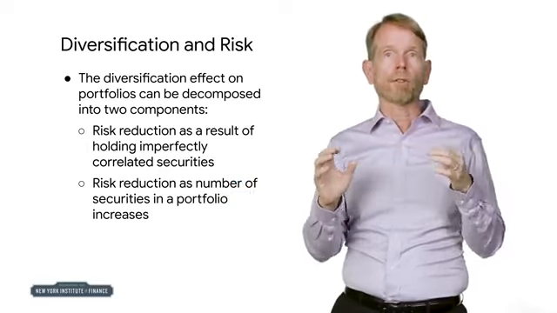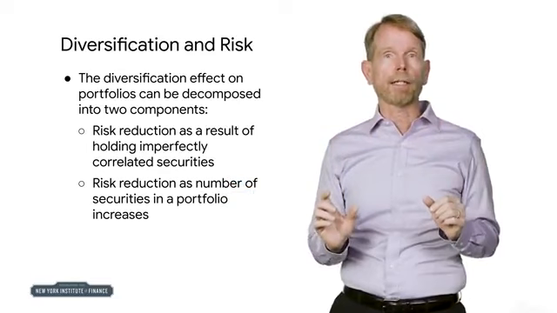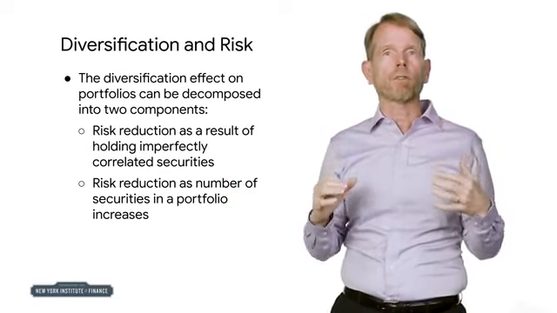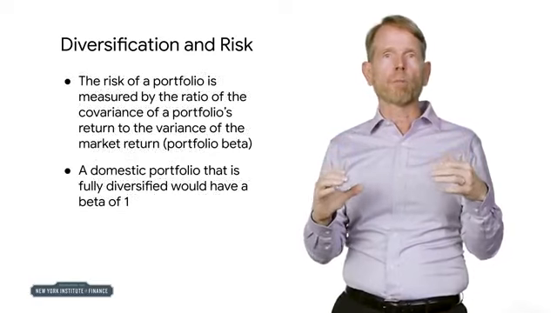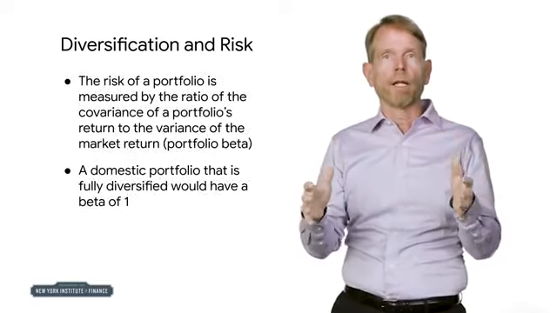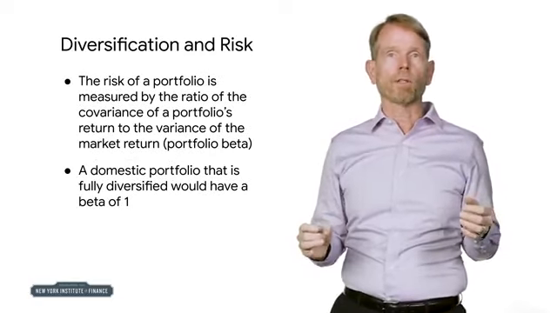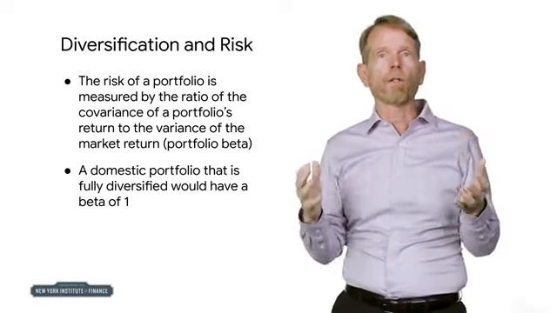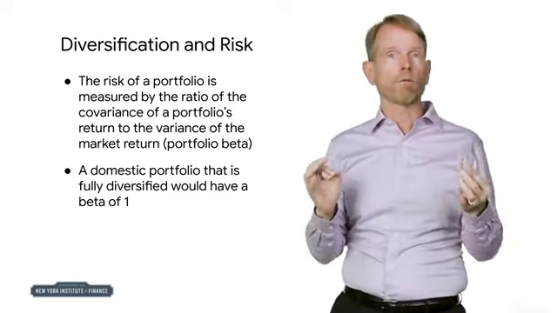Two main ways to diversify a portfolio are to hold imperfectly correlated assets and to increase the number of assets held. The risk of a portfolio is measured by the ratio of the covariance of a portfolio's return to the variance of the market return. This is portfolio beta. A portfolio of U.S. stocks that is fully diversified would have a beta of 1.